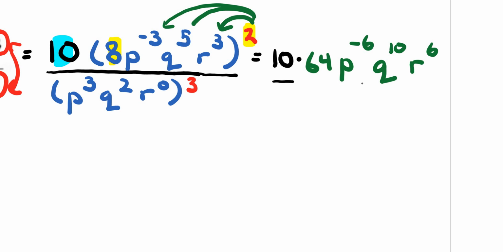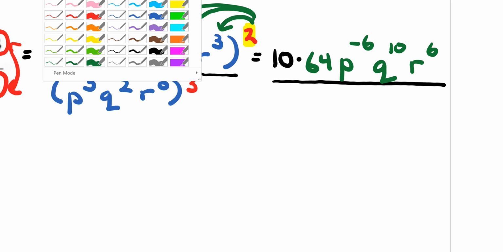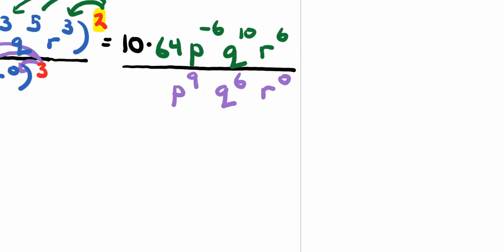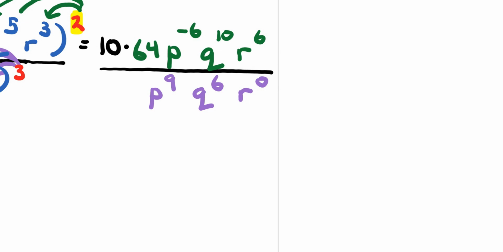Okay, and now this is all being divided by the denominator there, so I'll use a purple marker. So 3 times 0 is 0, so this is r to the power of 0. And then 3 times 2 is 6, so q to the power of 6. And then 3 times 3 is 9, which is p to the power of 9. Okay, so now we've got to simplify this now.